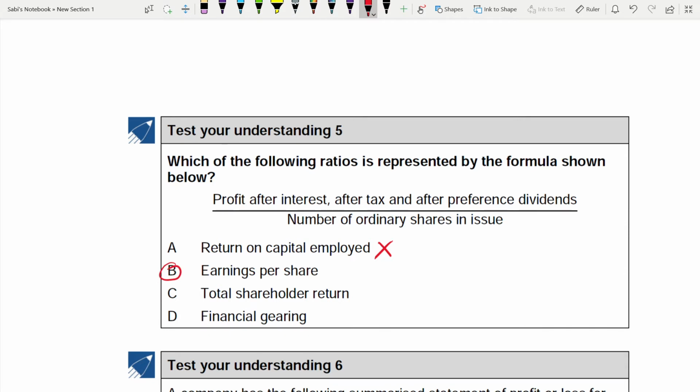B, earnings per share. Profit after tax, preference dividend, number of ordinary shares in issue. Yes, it is EPS. For now, let us go to C. Definitely not C. And financial gearing, it cannot be financial gearing because there's no debt. I've told you, when gearing is there, the word gearing itself means debt has to be there. There's nothing mentioned about debt in the numerator. It's profit after tax, so it cannot be financial gearing. EPS, why earnings? Because earnings go to shareholders. So if it's for shareholders, the numerator will always be profit after tax, interest, and preference dividend, divided by number of shares. So earnings per share.